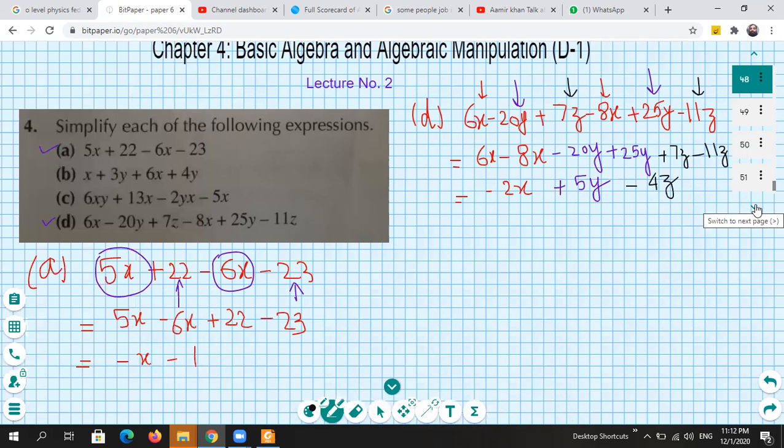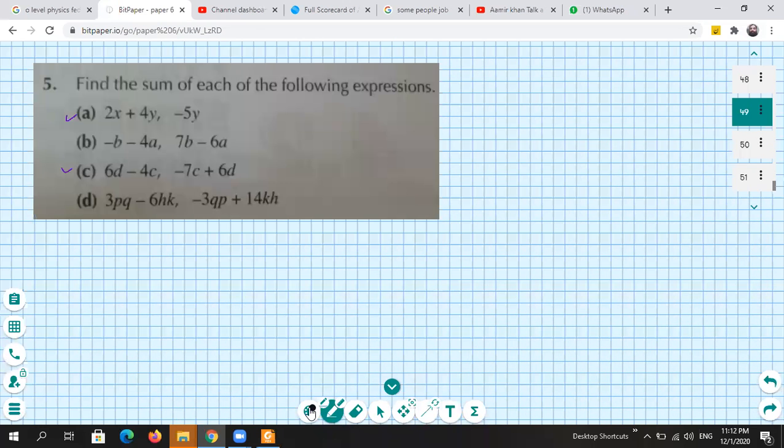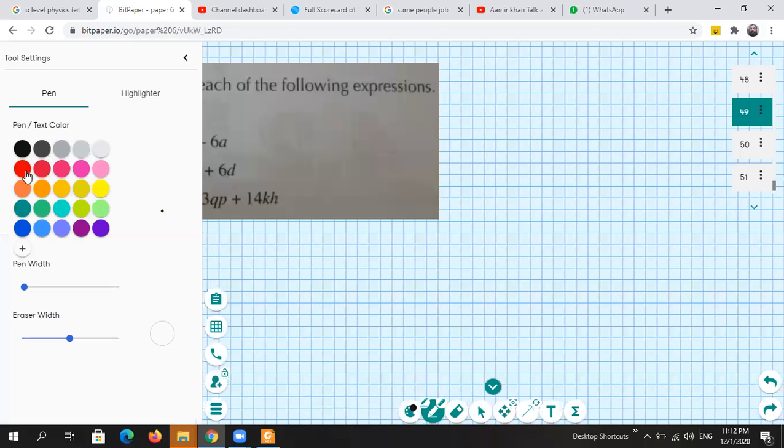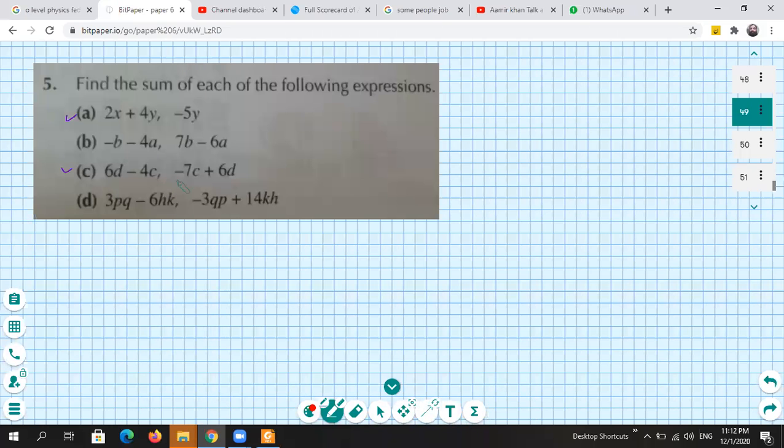All right, moving on. Next question, question number 5. The statement is: find the sum of each of the following expressions. So we have been given expressions and we have to take the sum of these expressions. In part A, we have two expressions separated by commas. This comma separates the two expressions. The first one is this, and the second one is this.